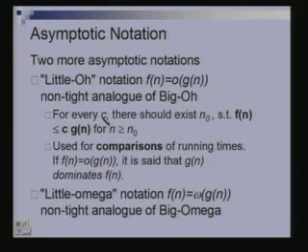So the formal definition for little o is that for every constant c there should exist some n naught such that f of n is less than c times g of n for n more than n naught. How is it different from big O? There it said there exists a c and an n naught such that this is true. Here we want to say for every c there should exist an n naught for which this is true.